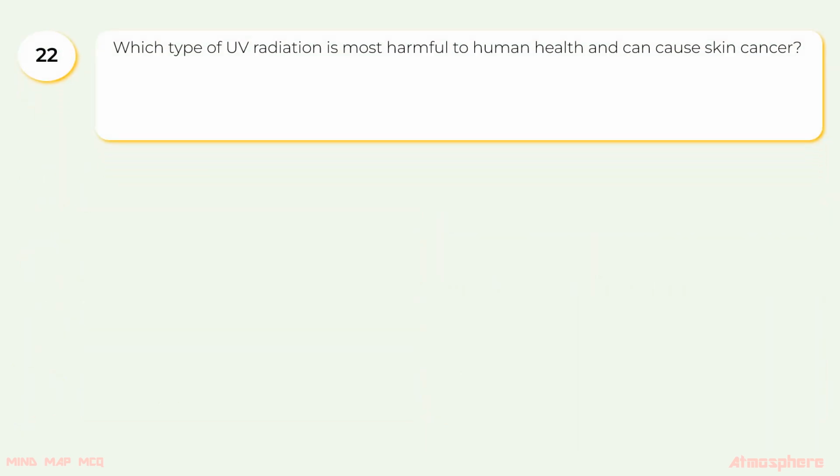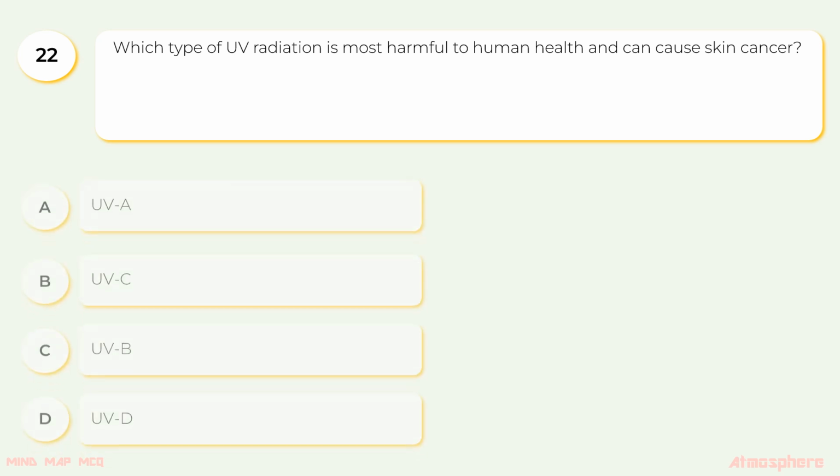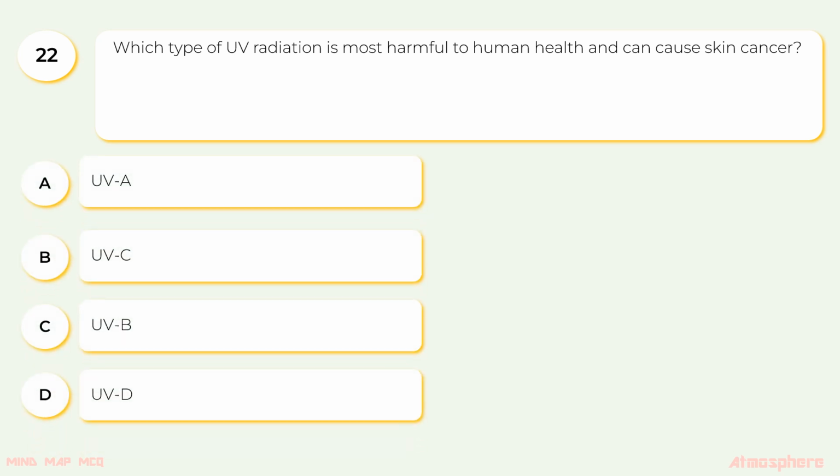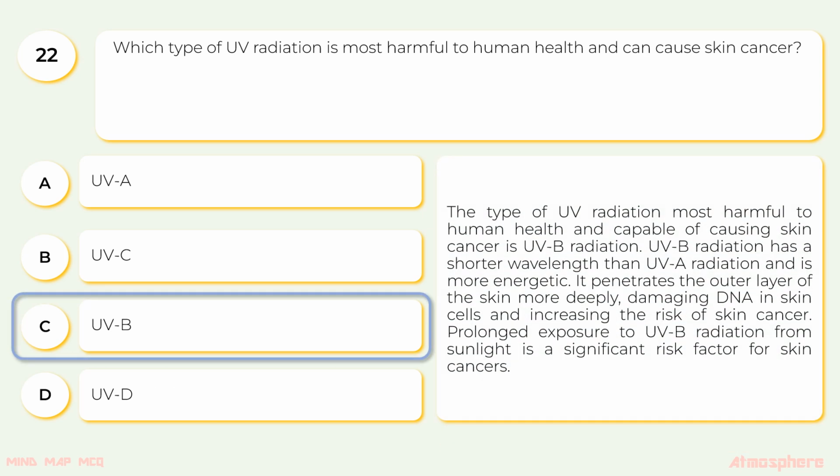22. Which type of UV radiation is most harmful to human health and can cause skin cancer? The options are A. UVA, B. UVC, C. UVB, D. UVD. The correct option is UVB. The type of UV radiation most harmful to human health and capable of causing skin cancer is UVB radiation.